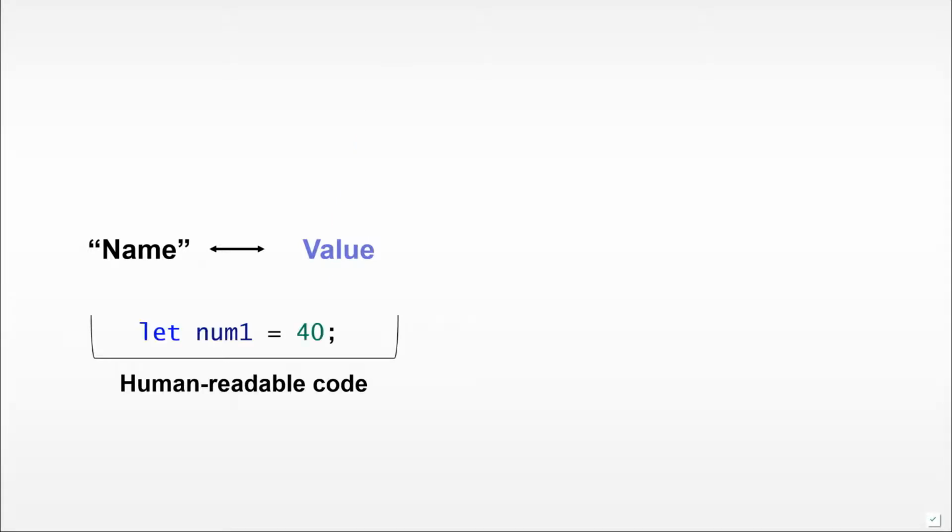So in human readable code, if we have something like let num1 equals 40, num1 would be the variable in this case, so num1 would be the name that we would use to refer to the value which would be stored at that location. And then 40 would be the value which would be stored and associated with that variable.